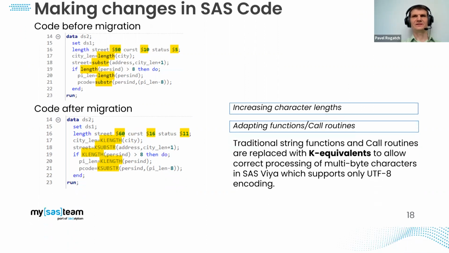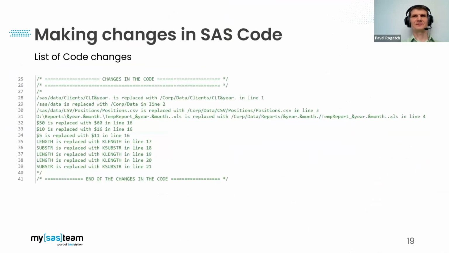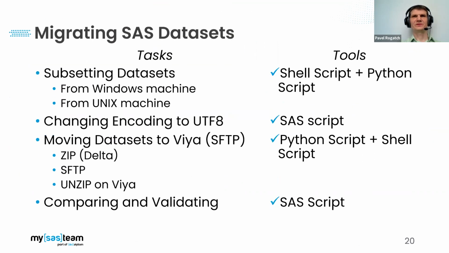Okay, the next slide shows an example of the code changes in the file. All changes in the code were listed at the end of SAS files, and this was done to allow users to have control over this change and adjust code if necessary. So we not just changed the code, but we listed all the changes for users to see if they need to adapt it. Okay, and now let's briefly talk about datasets.